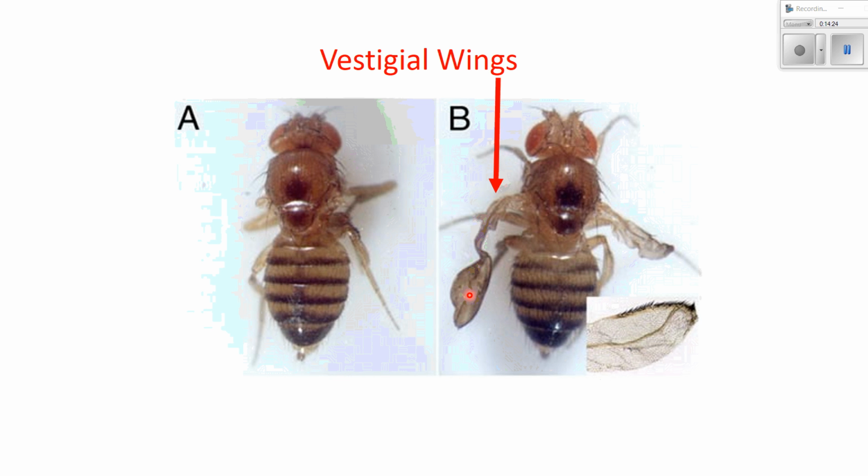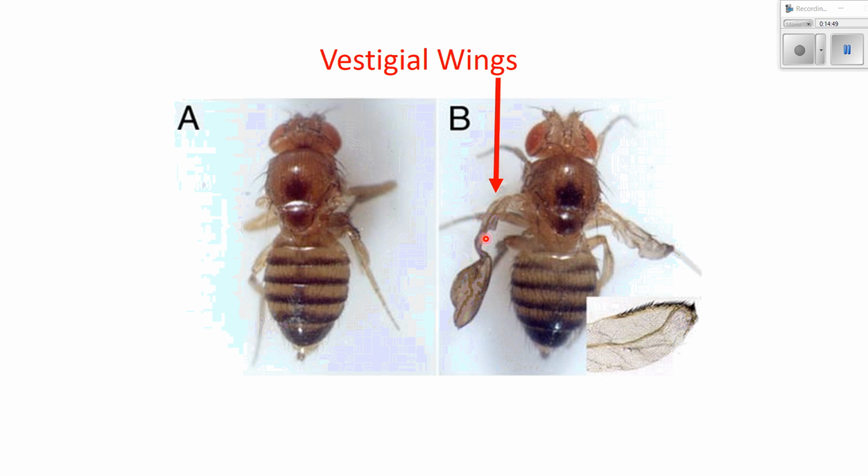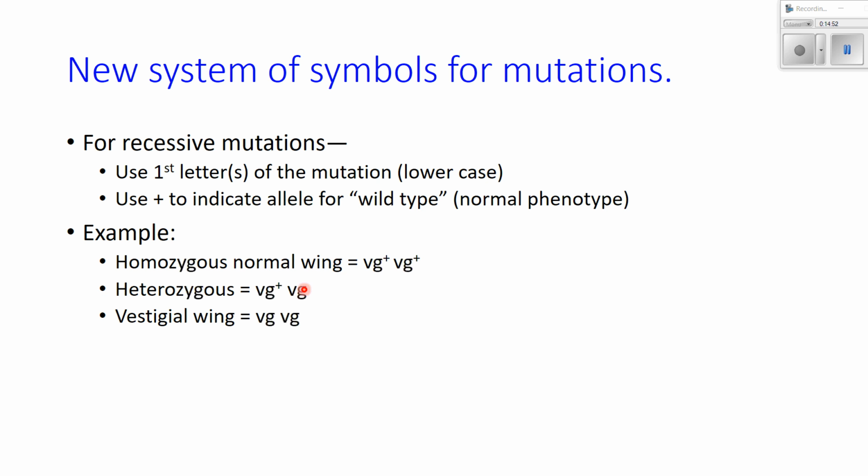So anyhow, when he discovered this mutation, he named it vg. And so he's using either the first letter or, in this case, a combination of two letters to represent that mutation. So any fly that is vg vg, that's homozygous recessive, that fly is going to look like this. It's going to have vestigial wings. If you put a plus on the vg, that little plus indicates that the allele is the wild type allele.